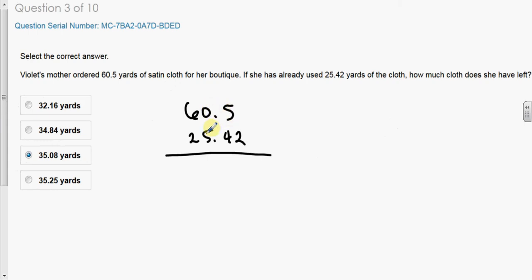The problem is that I cannot take 5 from 0. And so there we're going to take 1 from the 6. That leaves a 5. This becomes a 10. And here we take 1 from this 5, it becomes a 4, and we bring over a 1 with that 0 in that position. That's the 10 there. So this becomes 10 minus 2 is 8. 4 minus 4 is 0. 10 minus 5 is 5. And then 5 minus 2 is 3.